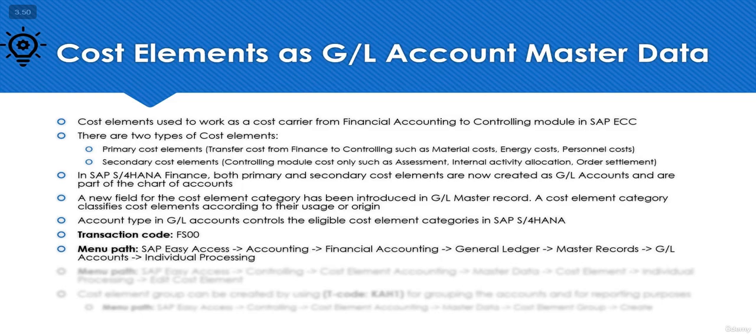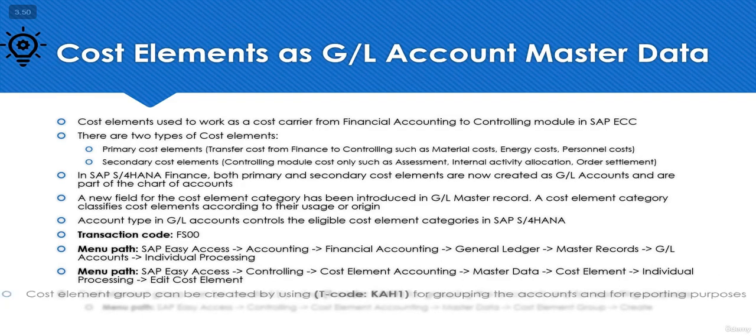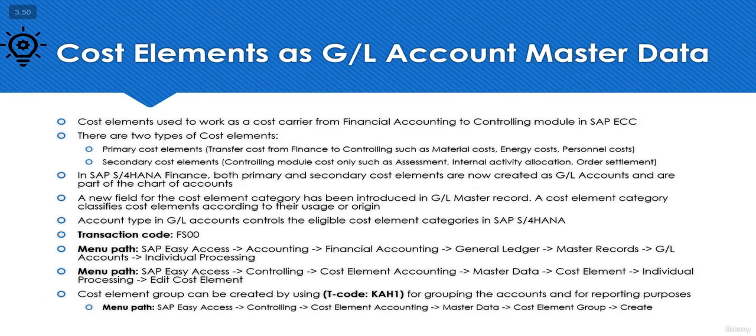The menu path is the same, but cost element also has its own menu path if you want to follow it. But if you follow the second menu path, it will still redirect you to the transaction code FS00. A cost element group can be created by using the transaction code KAH1 for grouping accounts, and it's for reporting purposes. Its menu path is SAP Easy Access, Controlling, Cost Element Accounting, Master Data, Cost Element Group, and then Create. I will demonstrate this now on the SAP system.